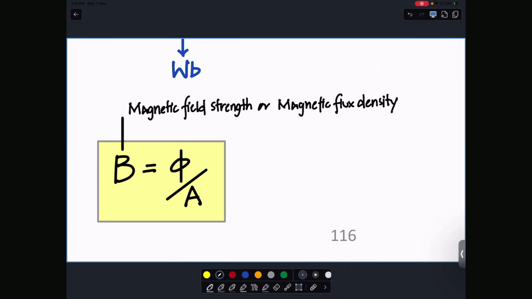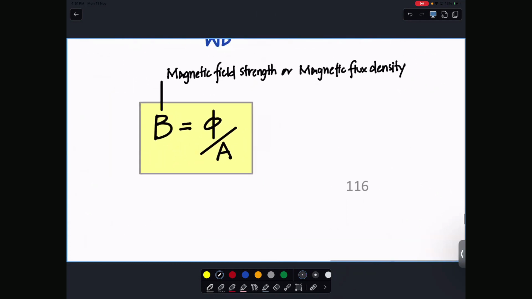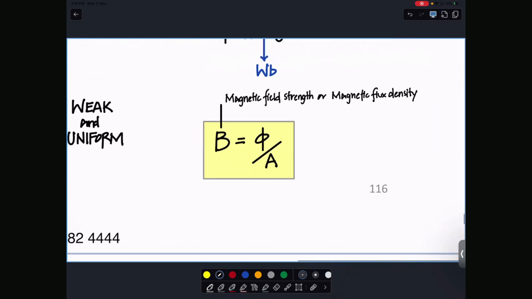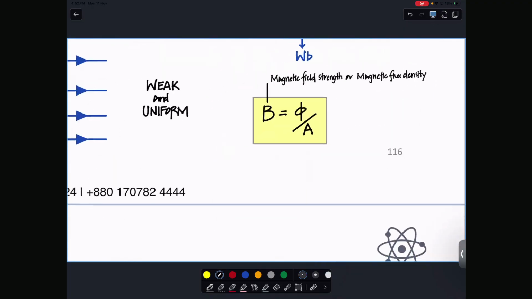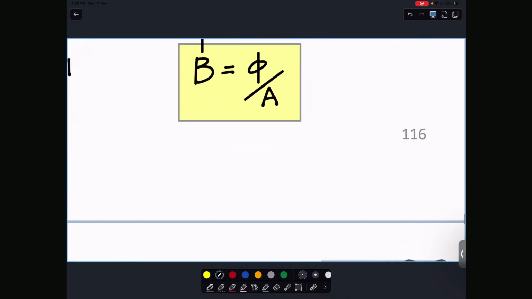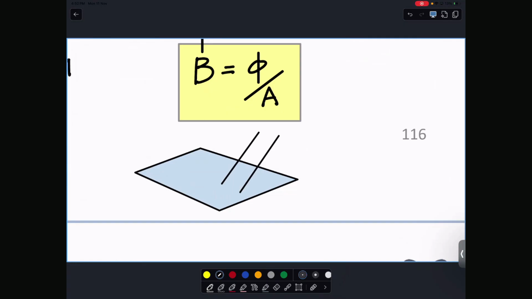and area. Now, the problem is that the question is deceiving. It looks easy, but it's not. There's a problem. So the problem is that imagine you have this surface here, and there are field lines coming out from this surface. So it's like a table, and the field lines are coming out from the table at an angle like that.